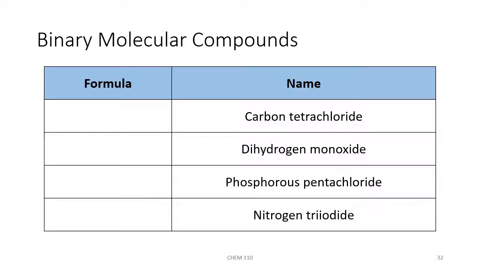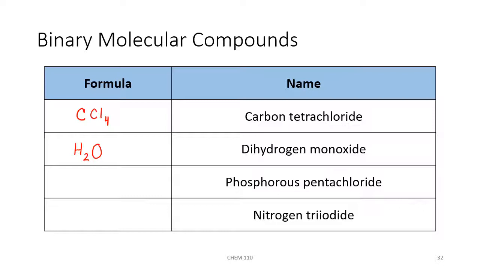Naming molecular compounds and writing their formulas is a lot simpler than with ionic compounds. So working backwards from the name, carbon tetrachloride, so carbon's first, C, and then we need 4 chlorines, Cl subscript 4. Dihydrogen monoxide, so hydrogen, and the di tells us there's 2 of them. And then monoxide means there's 1 oxygen. So that would be the name for water, H2O.